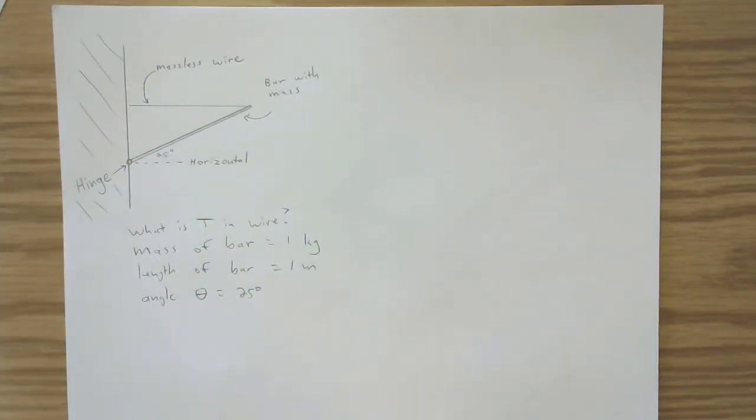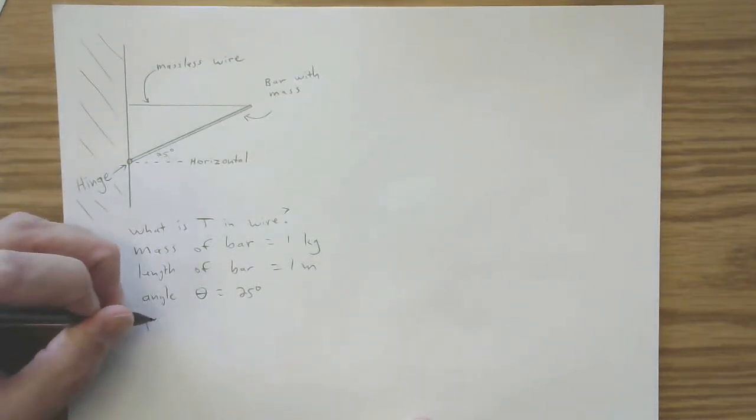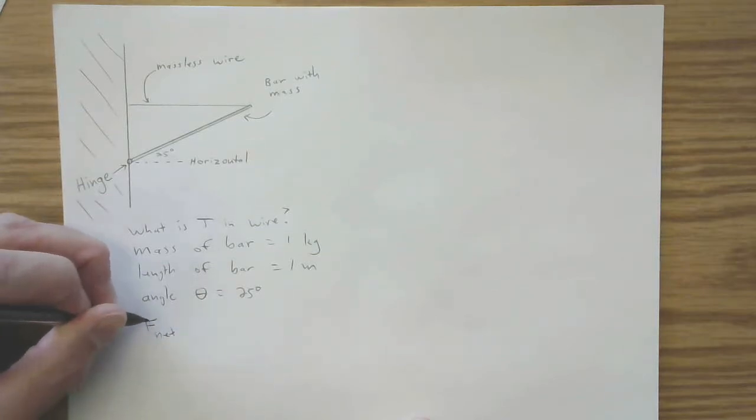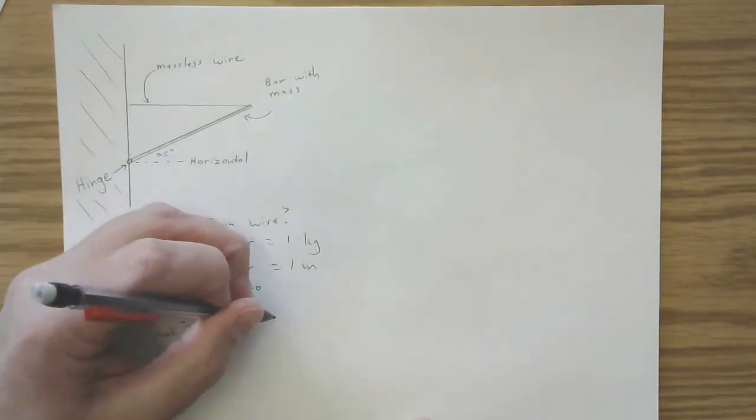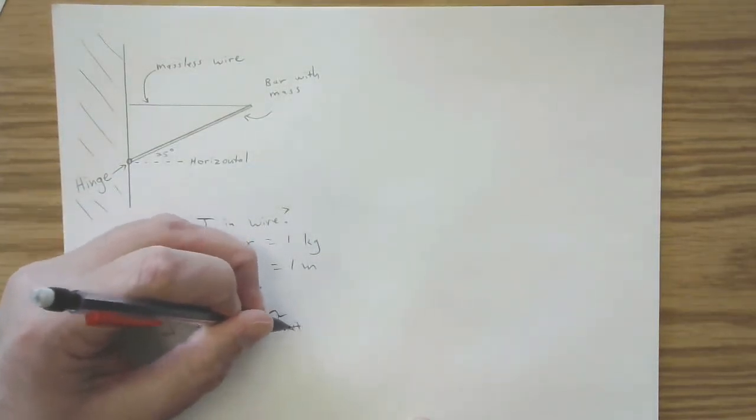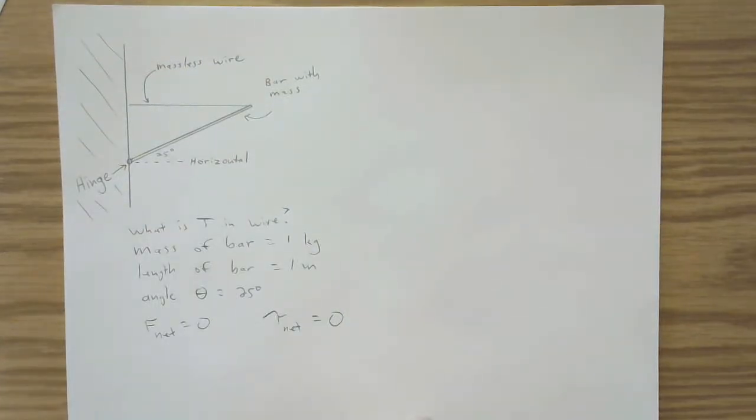All right, let's see how far we can get with that info there. How do we approach this? Well, it's a statics problem. It's not moving, so we have two things we can check. We can check that the net force is 0 and also the net torque is going to be 0. So those are our statics equations that we can use to solve problems.